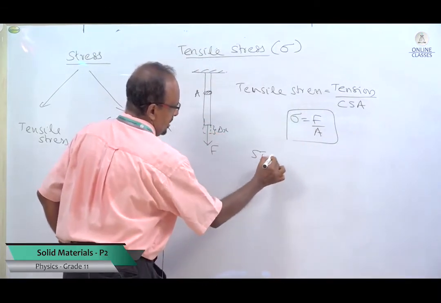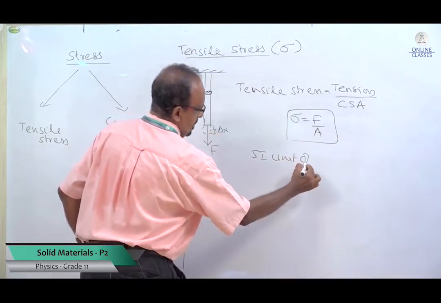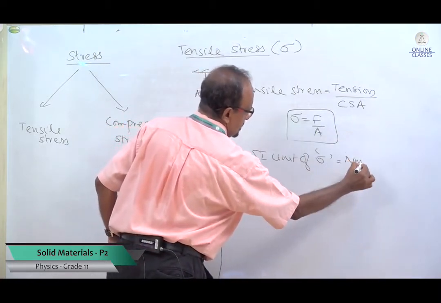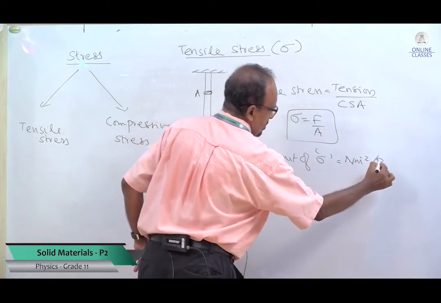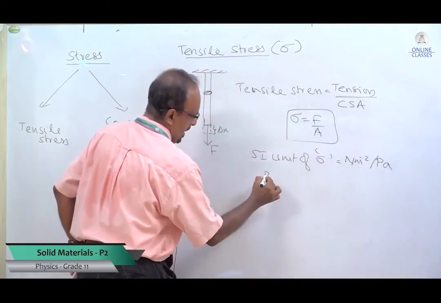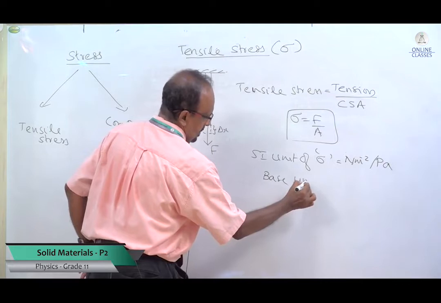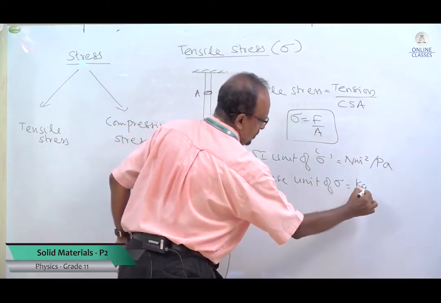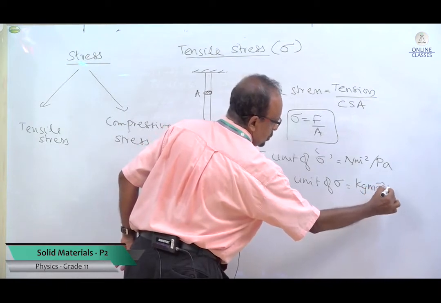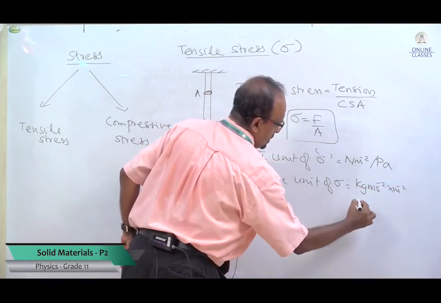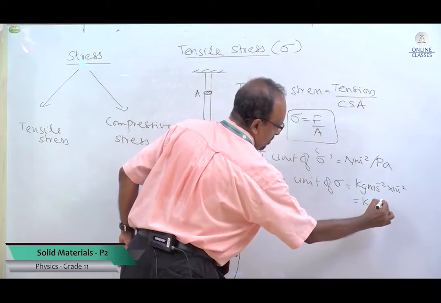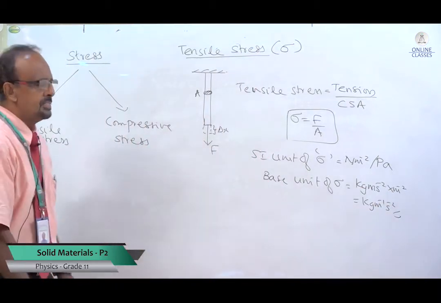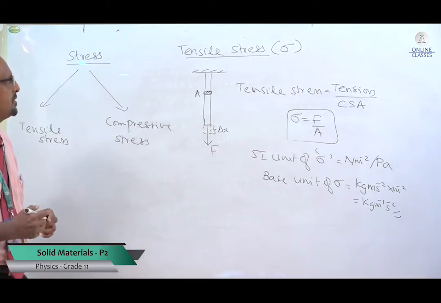The SI unit of sigma will be Newton per meter squared, or we can say Pascal. Then the base unit of sigma, if you simplify, is kg m s minus 2 into m minus 2, which simplifies to kg m minus 1 s minus 2. This is the base unit of sigma or tensile stress.